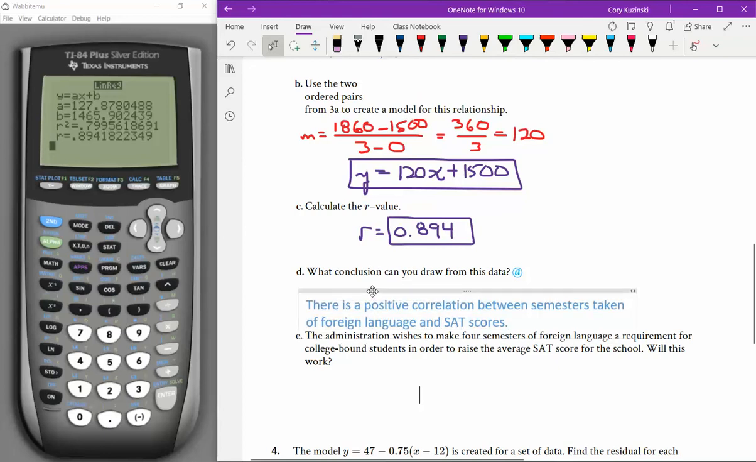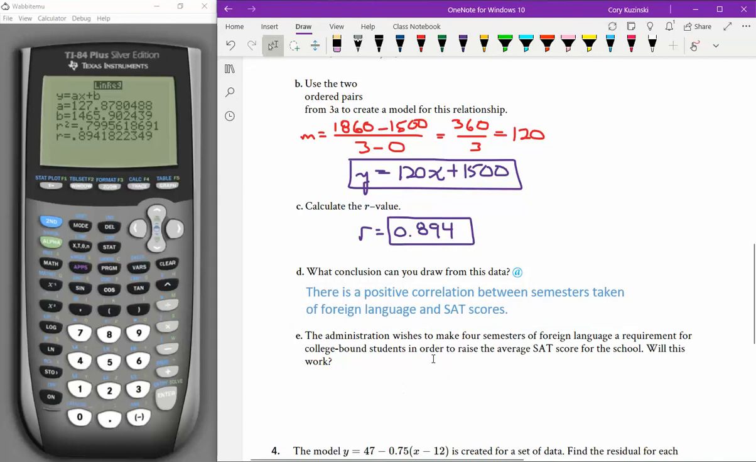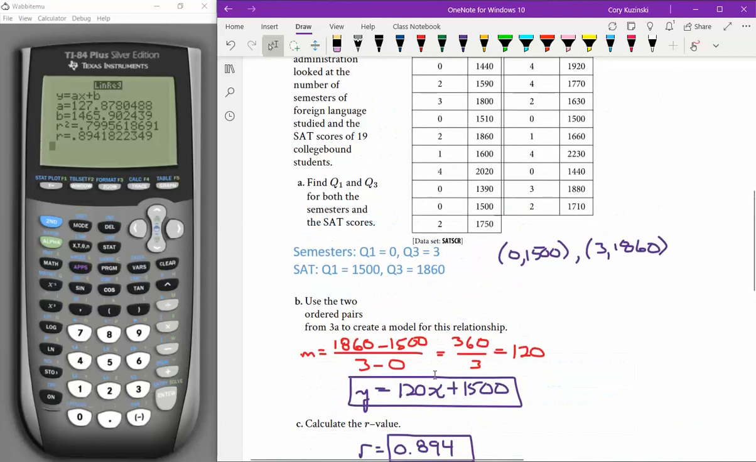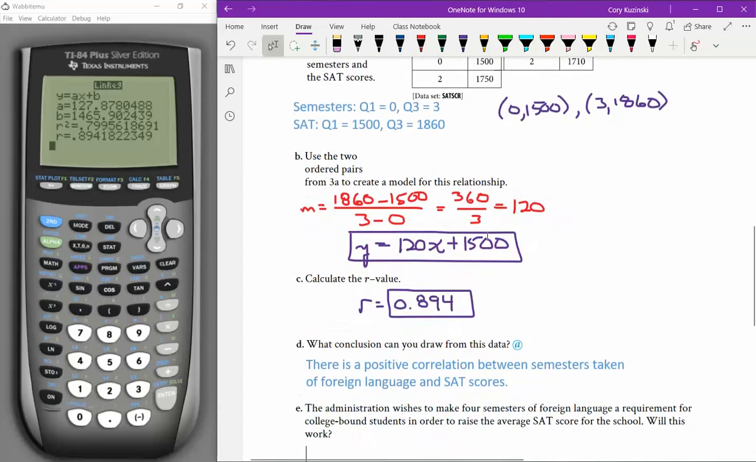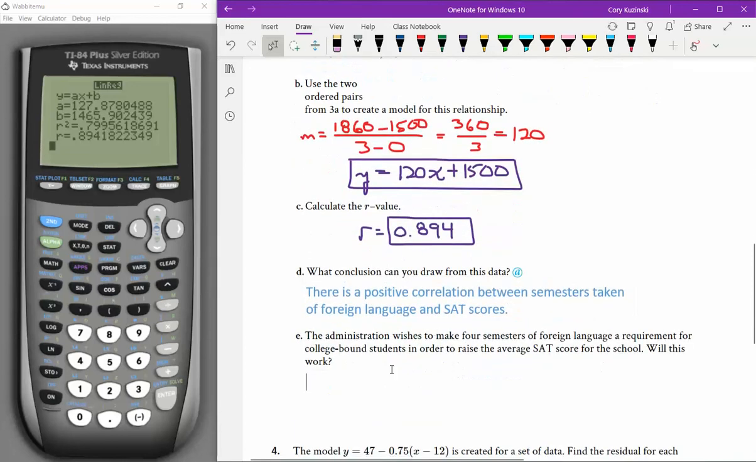Now, here's the question though. The administration wishes to make 4 semesters of foreign language a requirement for college-bound students in order to raise the average SAT scores for the school. Will this work? They're thinking if we require people to take more foreign language, their SAT scores will go up and that'll look better for the school. Well, I don't think that's going to work. Probably not.